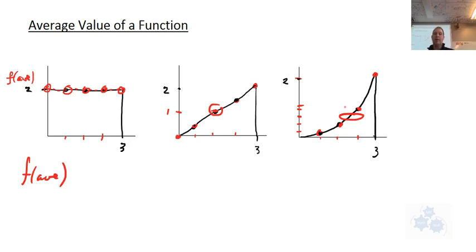So how do I find this number? Well, this one's pretty easy, that's 2. This one's pretty easy, it's a straight line. It's going to be half of between 0 and 2, because it's a steady incline there. But this one, different. So how do we do that?